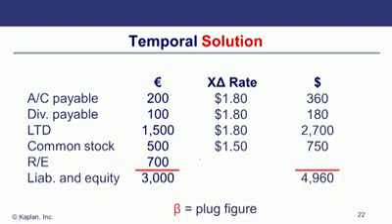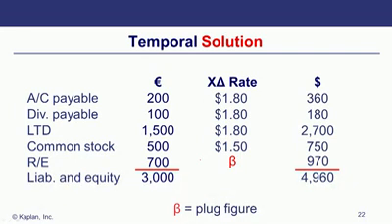Now, of course, let's convert those over. 360, 180, 2,700 and 750. We then get the retained earnings as our plug figure so that it totals 4,960. So let's just add those balances. 360 plus 180 plus 2,700 plus 750. That brings us to 3,990. We need to get to 4,960, so our plug figure is going to be $970. Now this is our closing retained earnings.